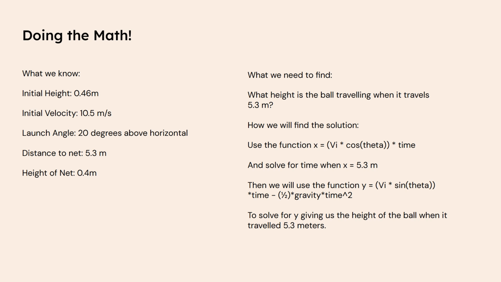And we find that by using a horizontal function, which we plug in the x, which we know is 5.3 meters, and we solve for time. We solve for time by dividing the initial velocity by the cosine of the launch angle. And then we use the time we find and plug it into our y function, which will give us the height the ball is at when it reaches that amount of time.